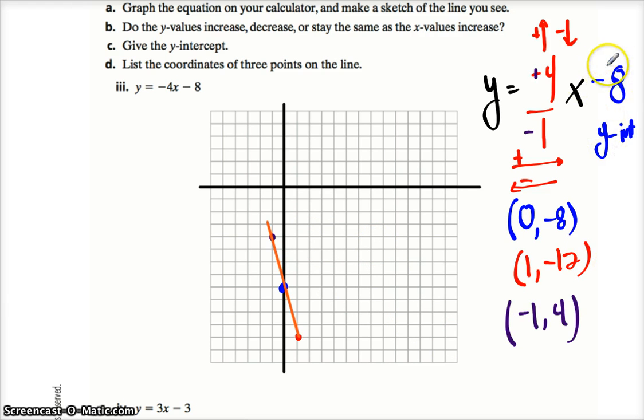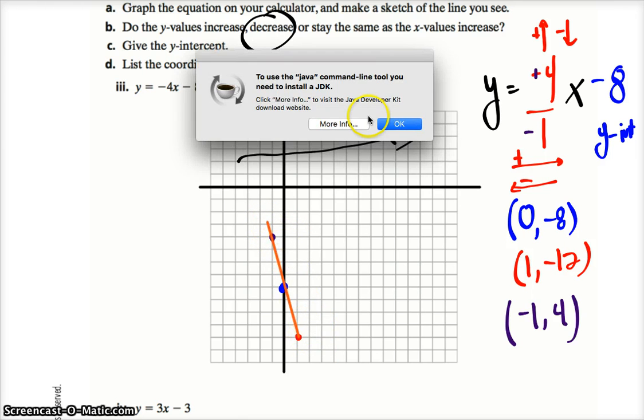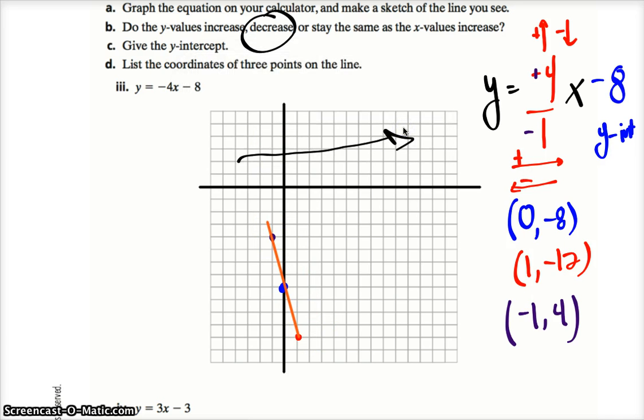Here's my y-intercept, and my line is actually decreasing. The reason why I know my line is decreasing is because whenever I read a book, I read from left to right, and from left to right, my numbers are going down. They are getting less and less, so it's decreasing. Good?